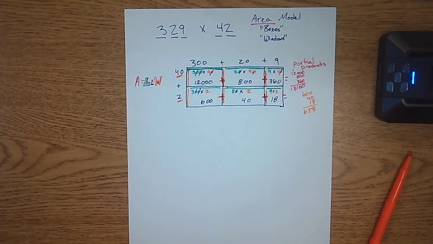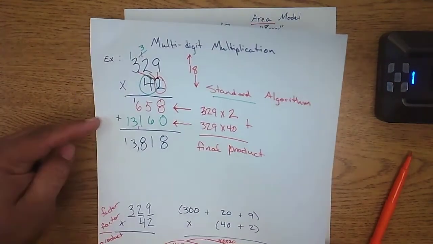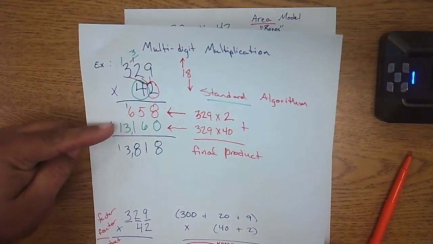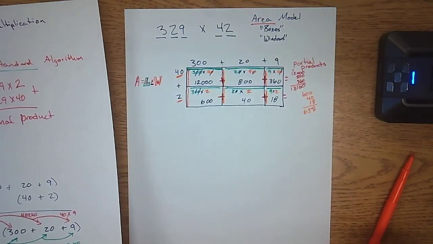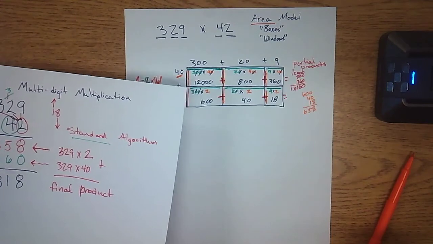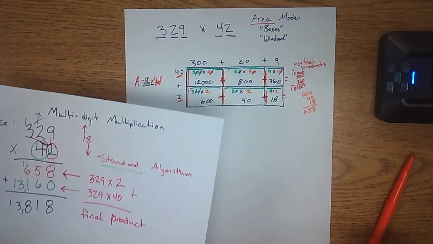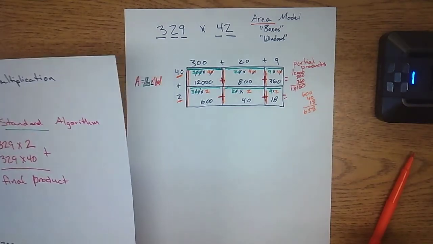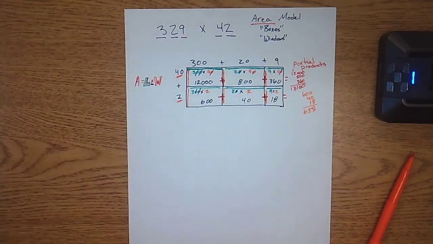13,160 and 658. That's right. They're the same partial products we got before. Does it look different? Definitely. Might getting those zeros out of the way and breaking up these big problems into smaller, easier to read sections be easier for your student? More than likely, but I'll let you and them be the judge of that.